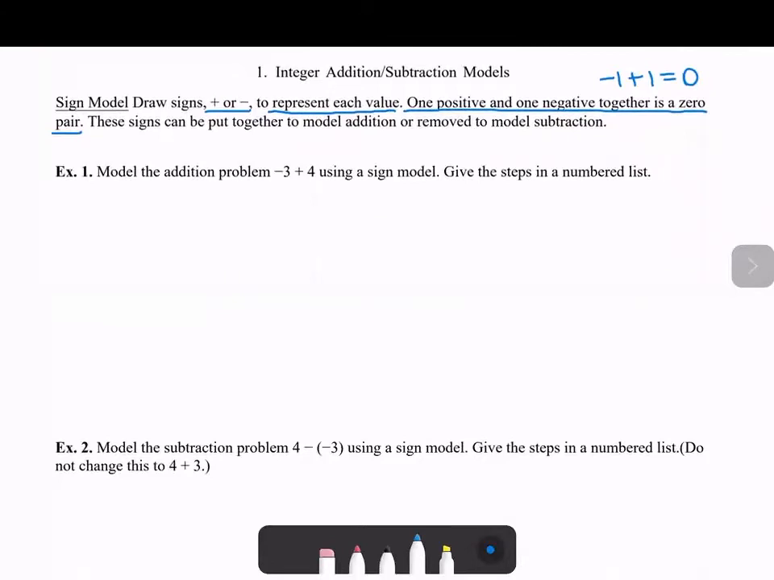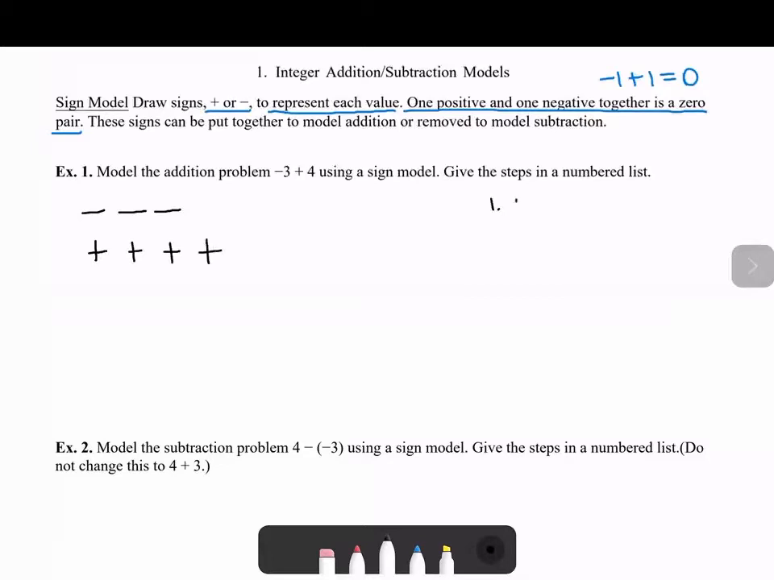So in the first example, we are modeling the addition problem -3 plus 4. What we do is we draw the signs to represent each value. Remember any addition model that we've had? For example, when we used base blocks, we drew the base block representation of both of the numbers, combined them, and then regrouped and saw what our final value was. So in this case, we're going to have a -3, and then a +4. So 3 negatives and 4 positives.